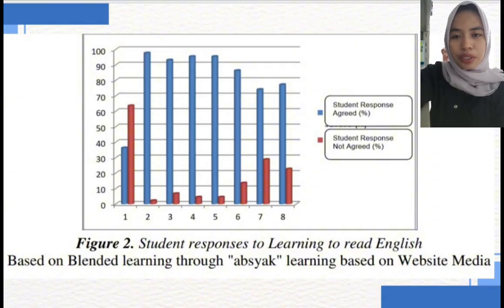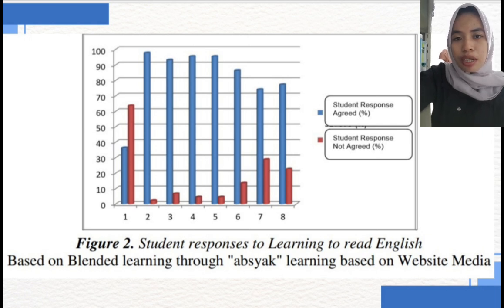So I will explain the graph in my journal, which is about students' response to blended learning through website media-based abstract learning. This figure shows students' response to blended learning based English reading learning through website-based abstract learning. The blue color indicates students' response that agree, and the red color indicates the response of students who disagree.